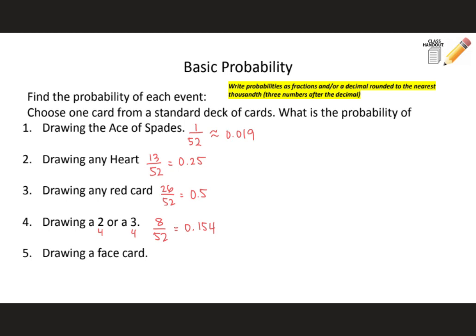Lastly, drawing a face card. Face card, there are 9 different face cards. There's 3 of each suit. So the probability of drawing a face card is 9 out of 52. And that as a decimal is 0.173.